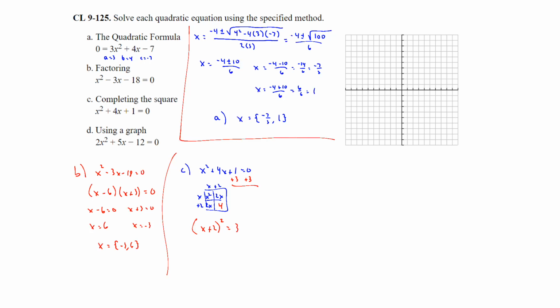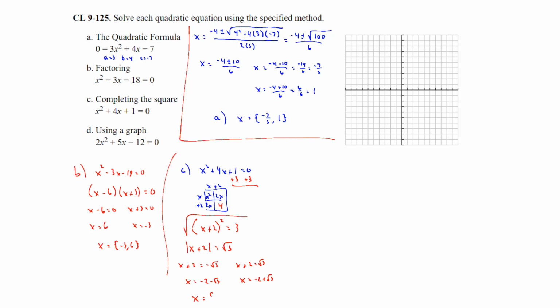So now we can take the square root of both sides, and this will give us the absolute value of x plus 2 is equal to the square root of 3. And then remember, absolute value is distance from 0, so it could be negative square root of 3, or it could be positive square root of 3. So x equals, subtract the 2, negative 2 minus the square root of 3, and on the other one it would be negative 2 plus the square root of 3.